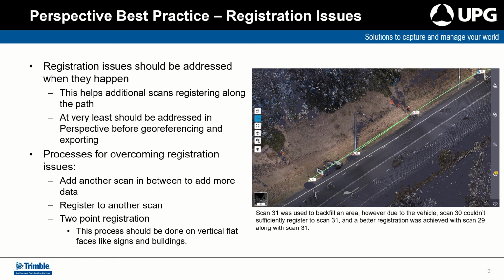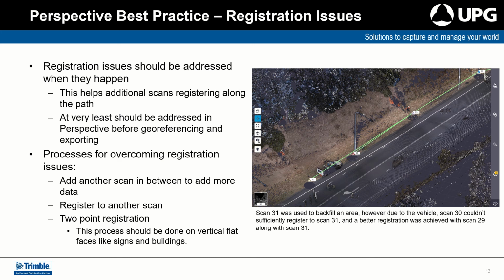Processes for overcoming the registration issues are adding another scan between two scans that have a low quality match, or where there's minimum data in between the two scans. It's relatively quick to shift the scan into a black point or a dead point and add more scan data to improve the quality of the registration between two scans, which will help the project moving forward.